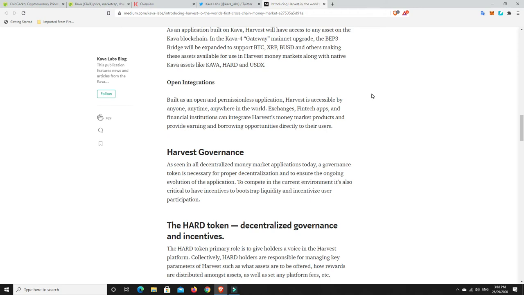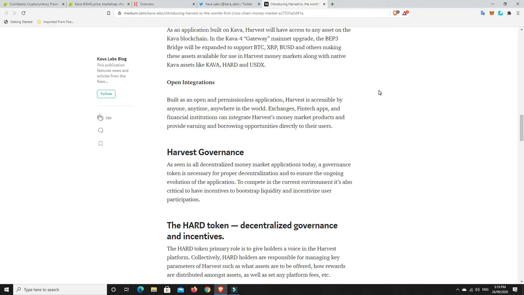In the Kava 4 Gateway mainnet upgrade, the BEP3 bridge will be expanded to support Bitcoin, XRP, BUSD, and others, making these assets available for use in Harvest money markets along with native Kava assets like Kava, Hard, and USDX. Built as an open and permissionless application, Harvest is accessible by anyone, anytime, anywhere in the world. Exchanges, fintech apps, and financial institutions can integrate Harvest's money market products and provide earning and borrowing opportunities directly to their users.